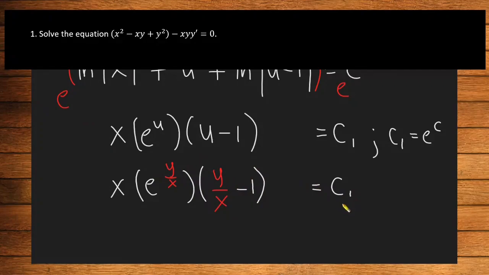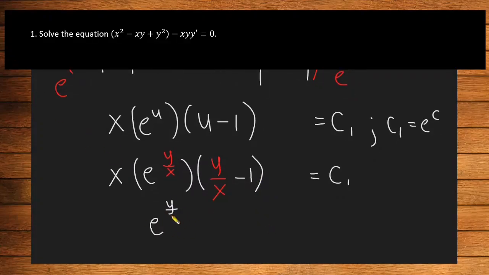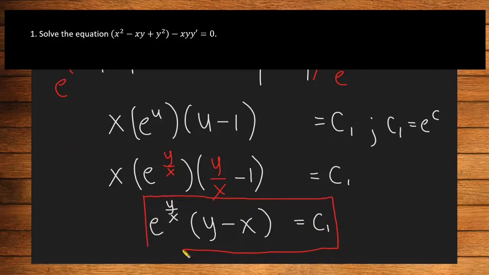So we can simplify this further. We will have e raised to y over x, and then we multiply the x here. So we will have y minus x equal to c1. So this is now our solution, our general solution.